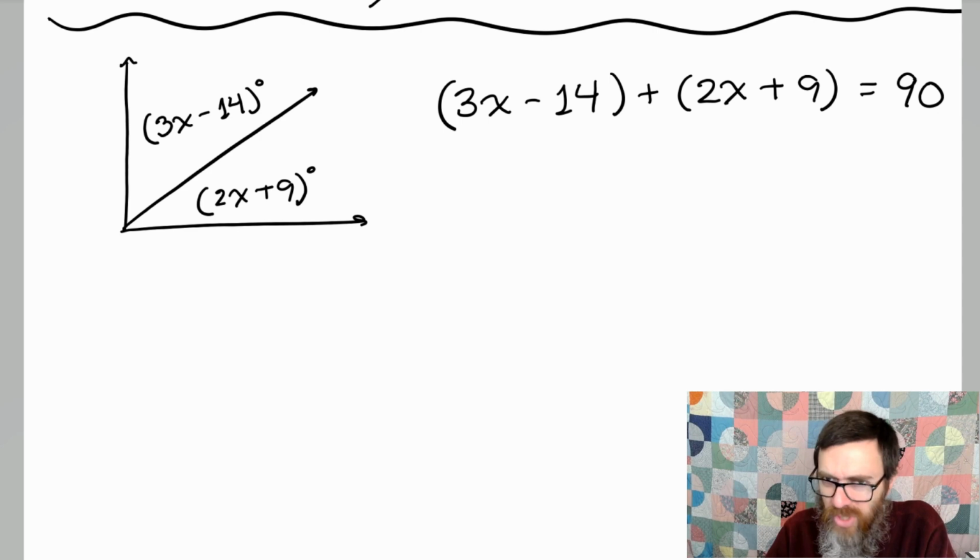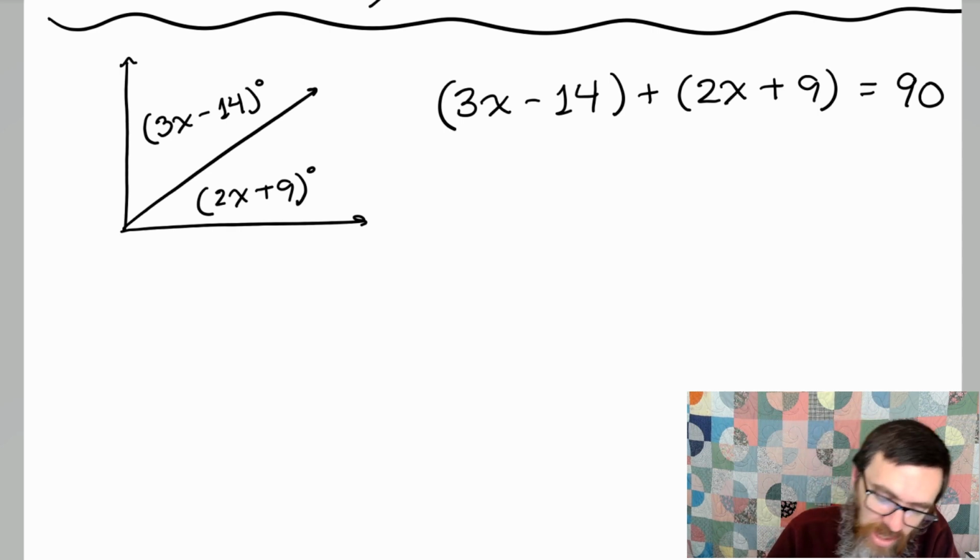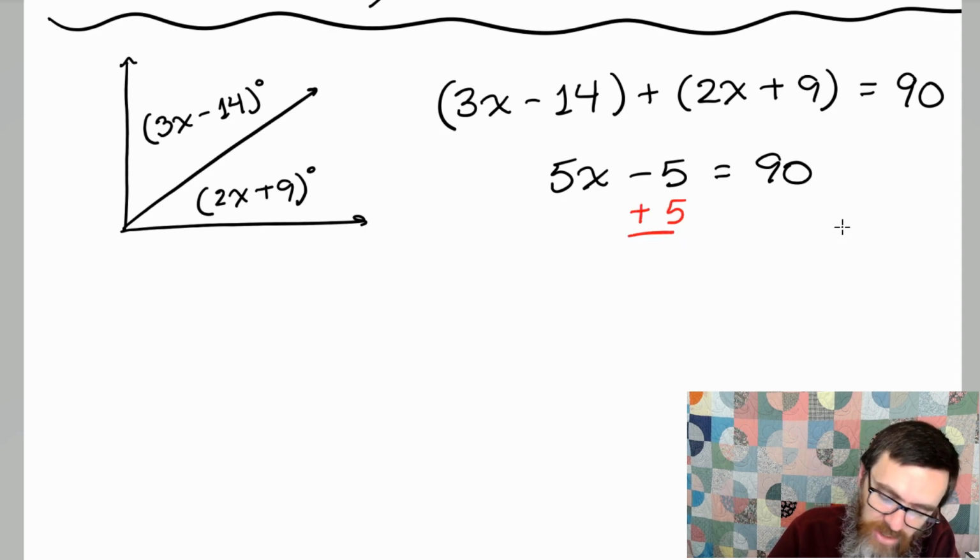And again, I'm going to ignore the degree symbol for right now, looking at this from an algebraic perspective. Once we find out what x is, we go back, plug it in, and then we're going to write the degree symbol. So let's combine like terms here. We have 5x minus 5 is equal to 90. And then we just solve this nice linear equation, right? No big deal whatsoever.